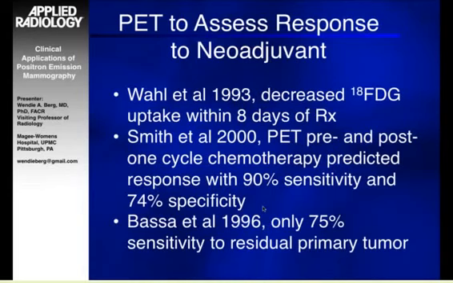I want to just comment a little bit on using PEM to monitor response to neoadjuvant chemotherapy. Early on, Rich Wall in 1993 had published a small series with whole body PET imaging looking at this issue and showed that you could find decreased FDG uptake within 8 days of the first treatment. This was very exciting and has really prompted a lot of the further research in this field. It is important to note that in some subsequent work, there's been only 75% sensitivity to residual primary tumor, only 74% specificity, so it's not perfect, at least with whole body PET, but we do expect better detail with PEM.